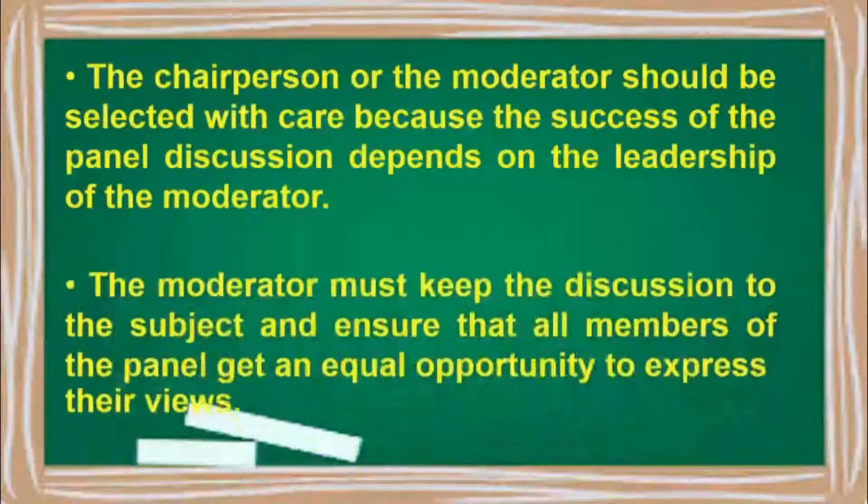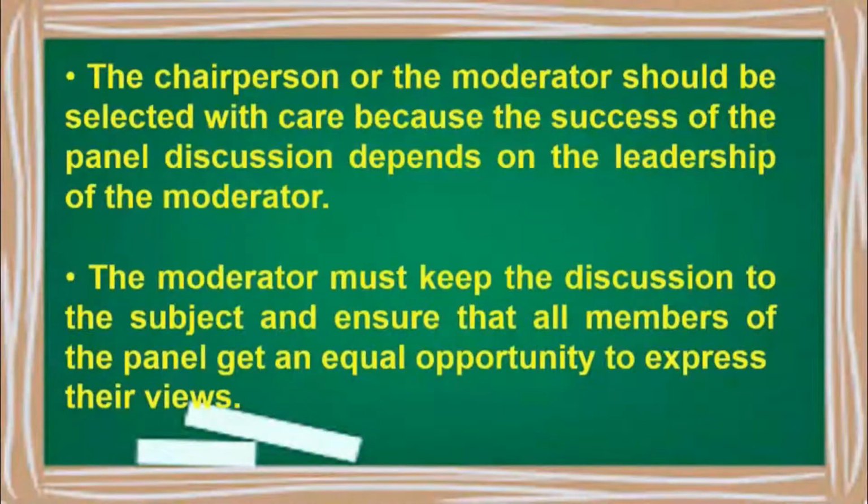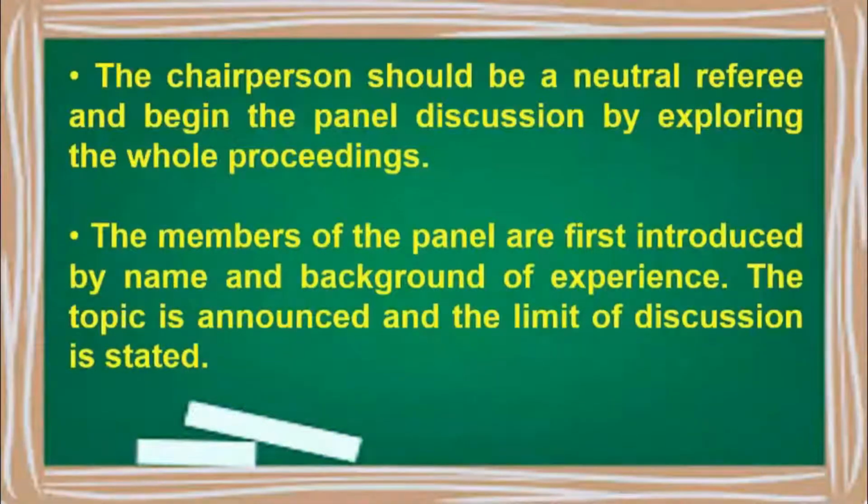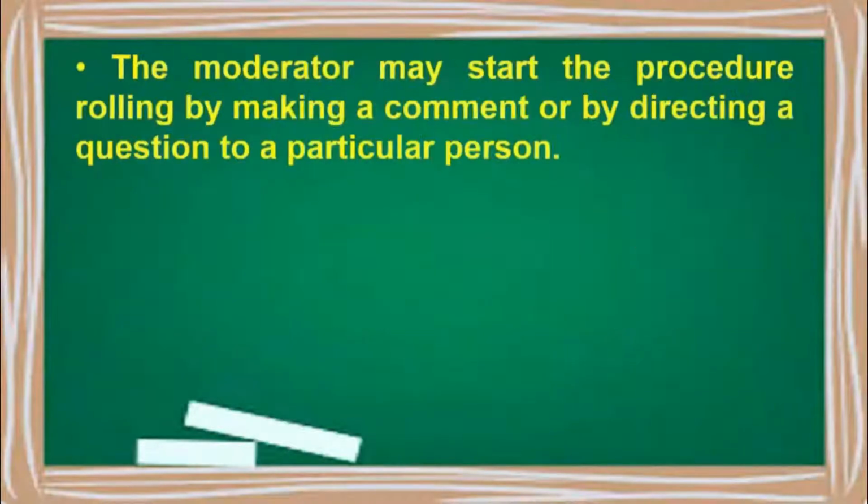The moderator must keep the discussion to the subject and ensure that all members of the panel get an equal opportunity to express their views. The chairperson should be a neutral referee and begin the panel discussion by exploring the whole proceedings. The members of the panel are first introduced by name and background of experience. The topic is announced and the limit of discussion is stated. The moderator may start the procedure rolling by making a comment or by directing a question to a particular person.